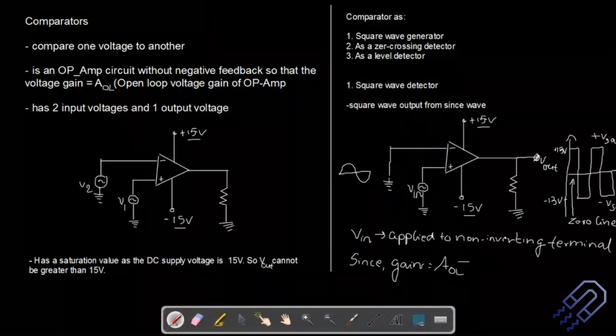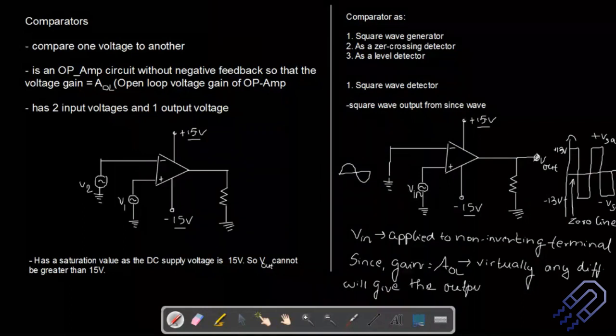Now what happens usually is that if there is any kind of difference, let me just write it down, virtually any difference will give the output as saturation value, as saturation value. That's 13 volt in this case. Okay, saturation value.